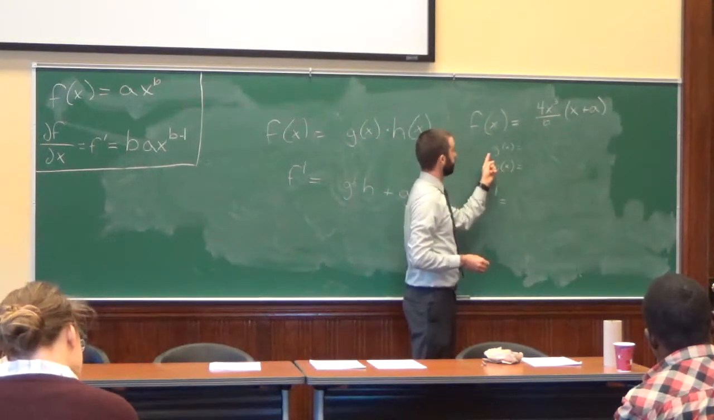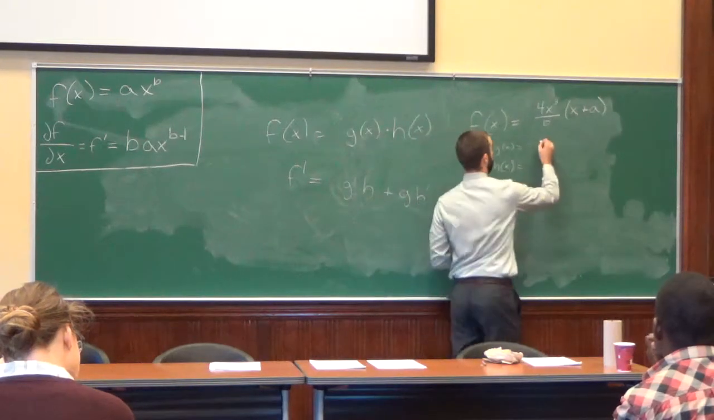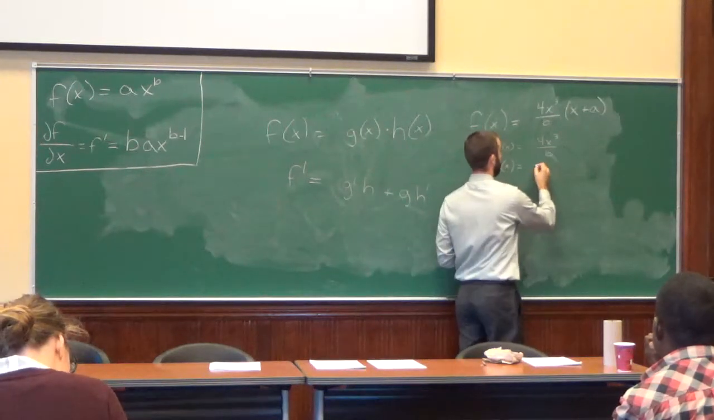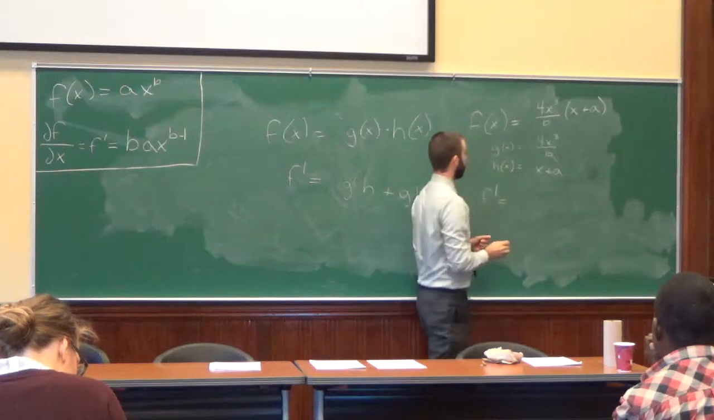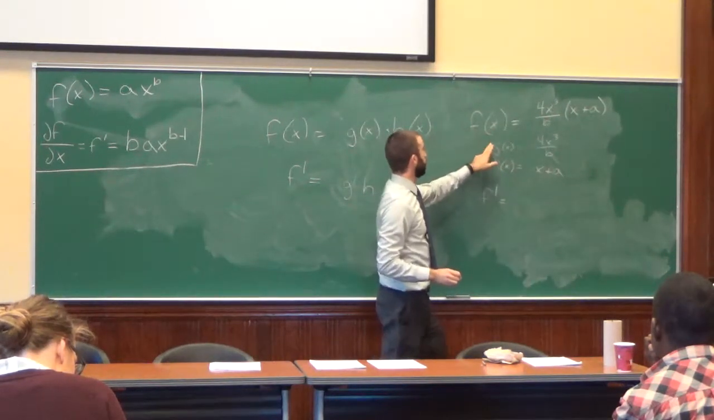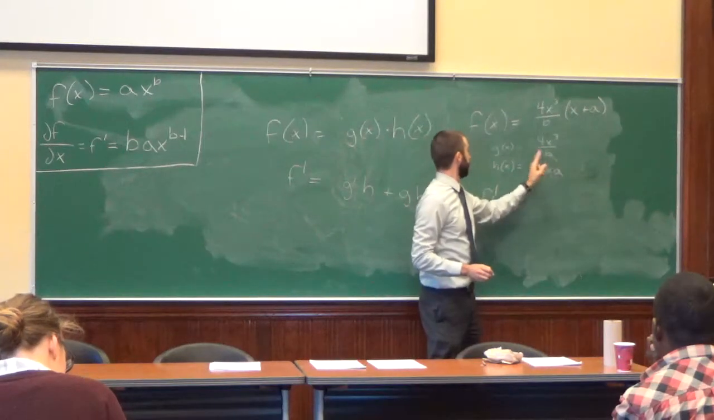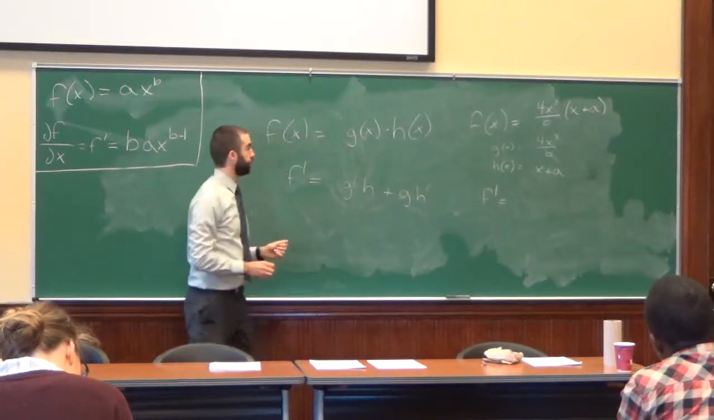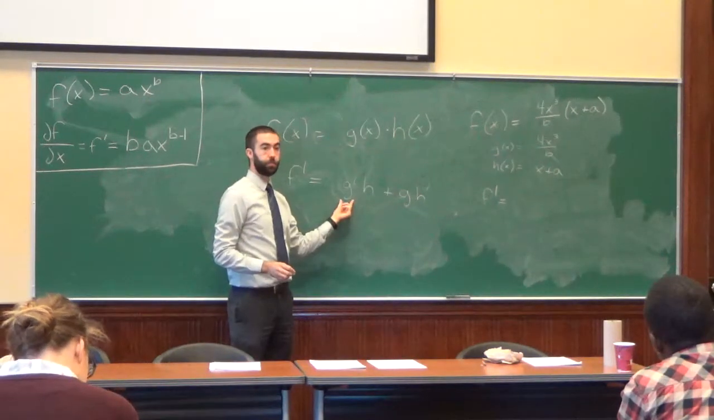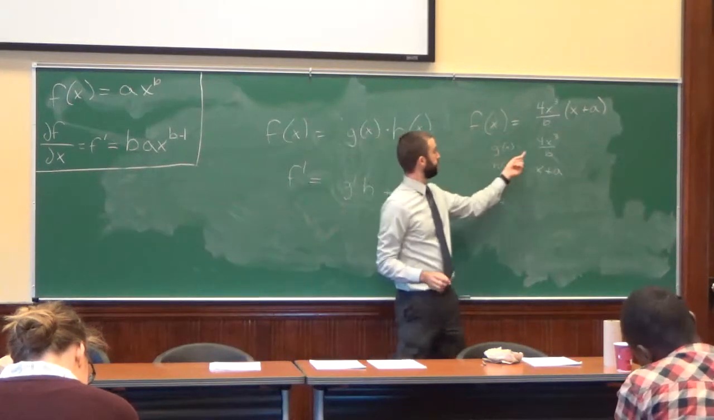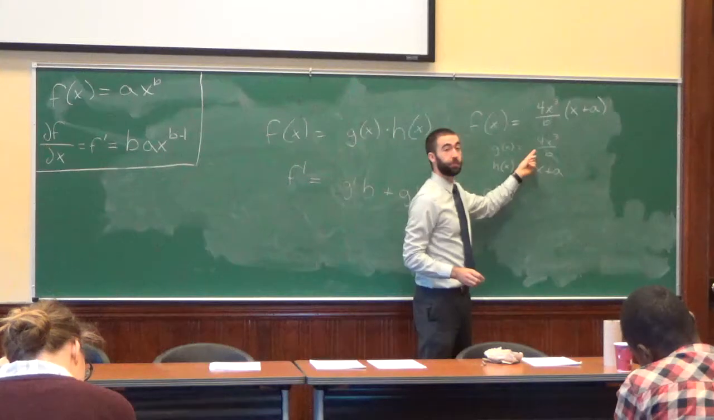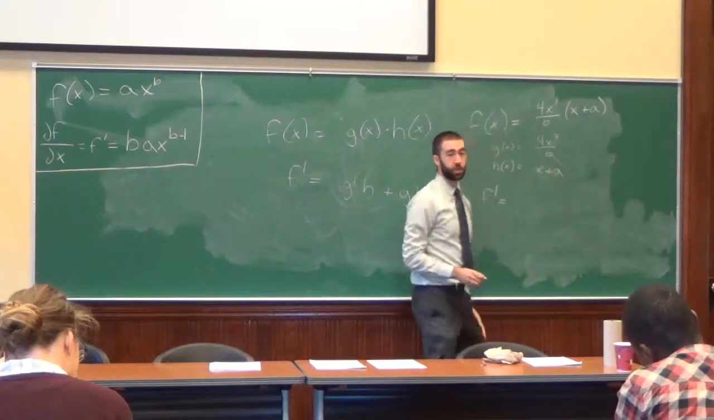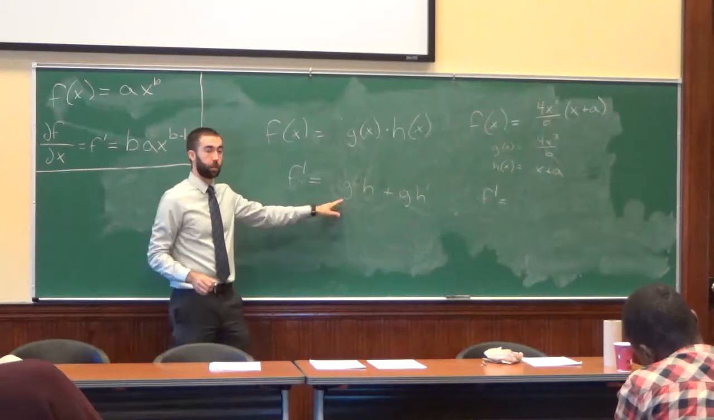Kenneth, what's g and h? Okay. Excellent. So if g is 4x cubed over b, and h is x plus a. Lori, what's the derivative? This is a tricky one. Because what do we want to do first? Let's just walk through the formula. What's the first thing we're going to do?